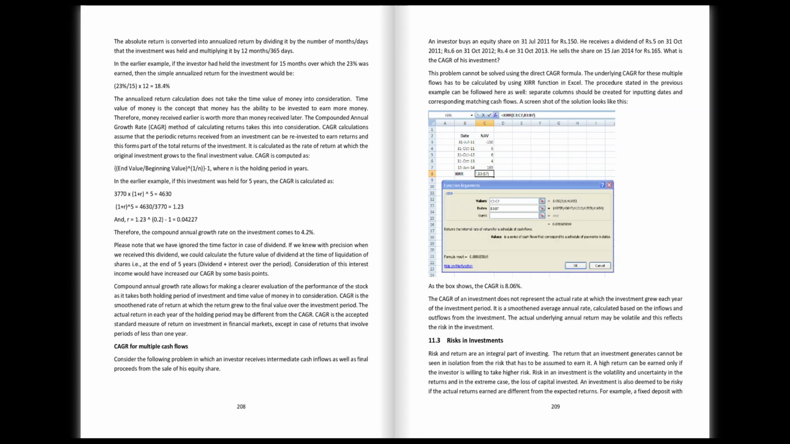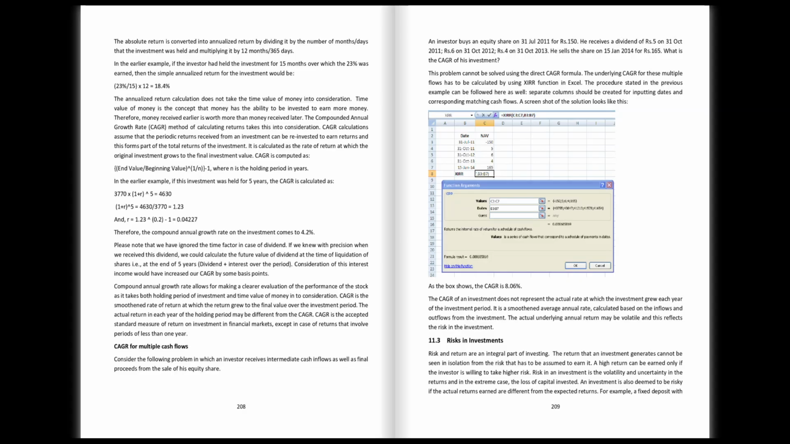The annualized return calculation does not take the time value of money into consideration. Time value of money is the concept that money has the ability to be invested to earn more money. Therefore, money received earlier is worth more than money received later. The compounded annual growth rate (CAGR) method of calculating returns takes this into consideration.